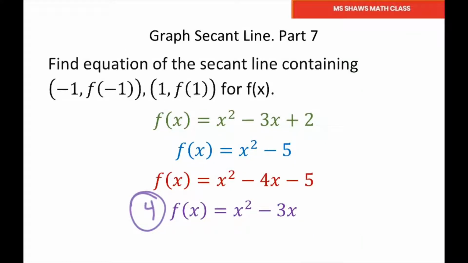Hi everyone, we're going to graph the secant line and find the equation of the secant line containing this point. So we're moving along the curve from -1 to 1. We're going to have to find our y. We're also going to graph our f of x along with the secant line.